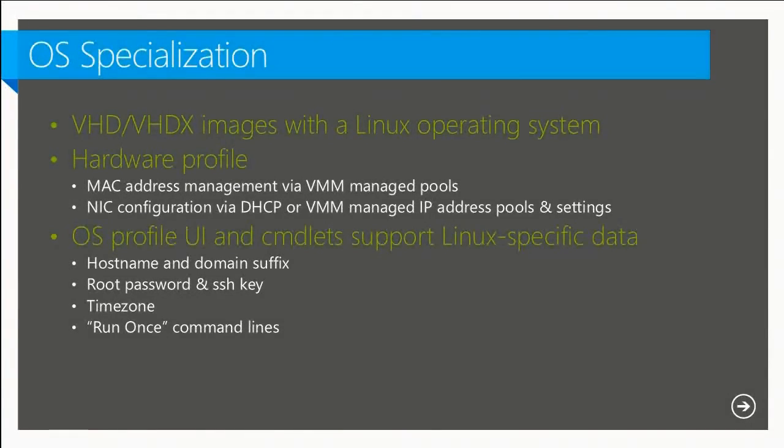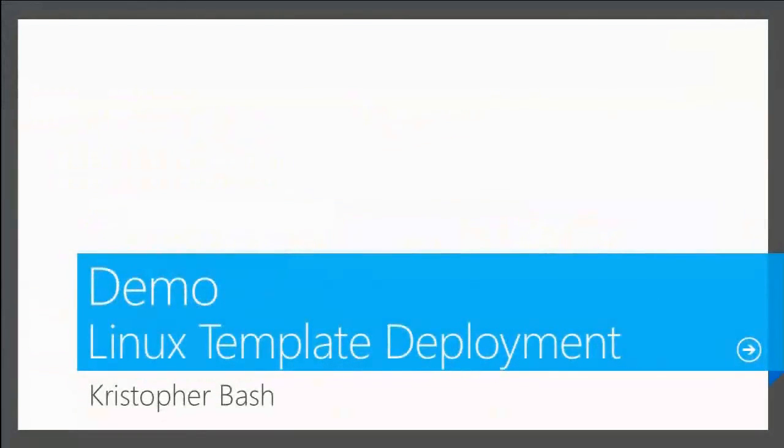We'll write a public SSH key to root's authorized keys, so you can set a SSH key off. Set the time zone, and then we'll explore the run once command lines in the demo, but that allows you to set an arbitrary set of commands to run during deployment. With that, let's get started on the demo.